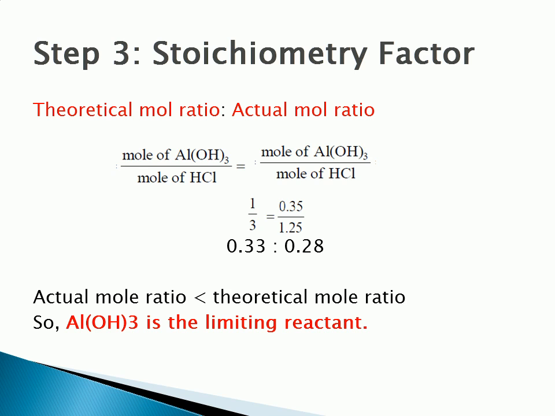So the mole of aluminium hydroxide we calculated earlier is 0.35 over 1.25. We will get a result. The theoretical mole ratio is 0.33 and the actual mole ratio is 0.28. So we can conclude that the actual mole ratio is less than the theoretical mole ratio. Therefore, we can conclude aluminium hydroxide is the limiting reactant.